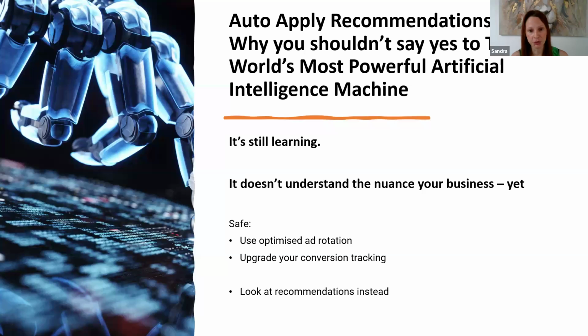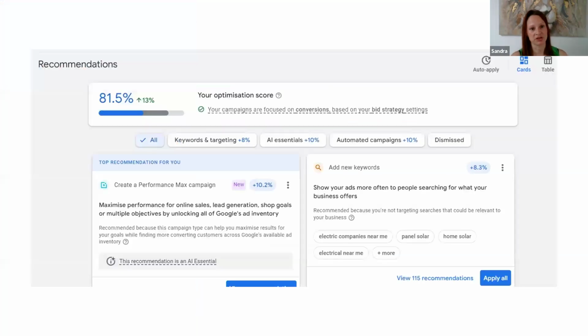There are 2 I would say are safe to use, and that's optimized ad rotation and conversion tracking. A couple of the other ones are okay to use if you know what you're doing with Google, but generally don't use them. You can still look at your recommendations instead and make a manual decision on whether you need to actually apply them or not. In your recommendations screen, it will show all of those recommendations that otherwise it would just automatically have done for you.